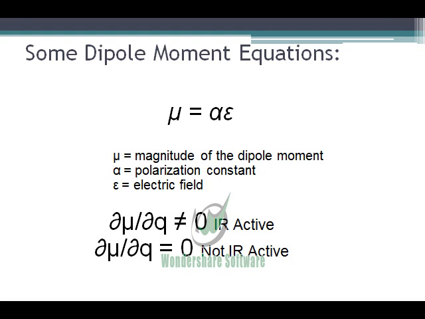Some dipole moment equations. The equation for the dipole moment of a molecule is shown, where mu is the magnitude of the dipole moment, alpha is the polarization constant, and epsilon is the electric field. The second equation shows that the change of the magnitude of the dipole moment has to be non-zero to be IR active.